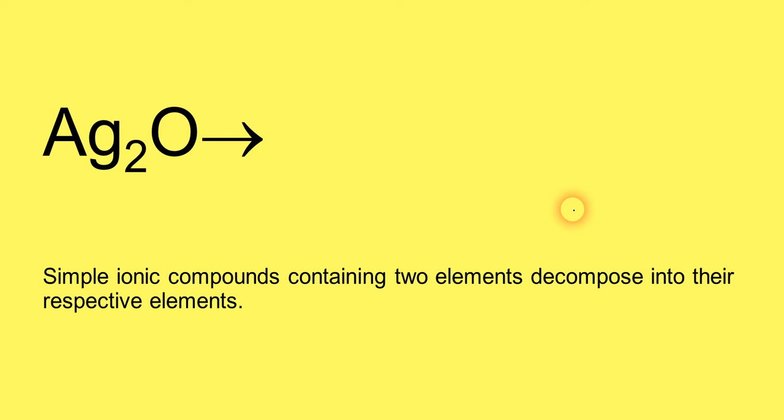We have 5 rules that we're going to use in this class for decomposition. This is the one that works best. So what are the two elements? Well, of course, silver is one of those.